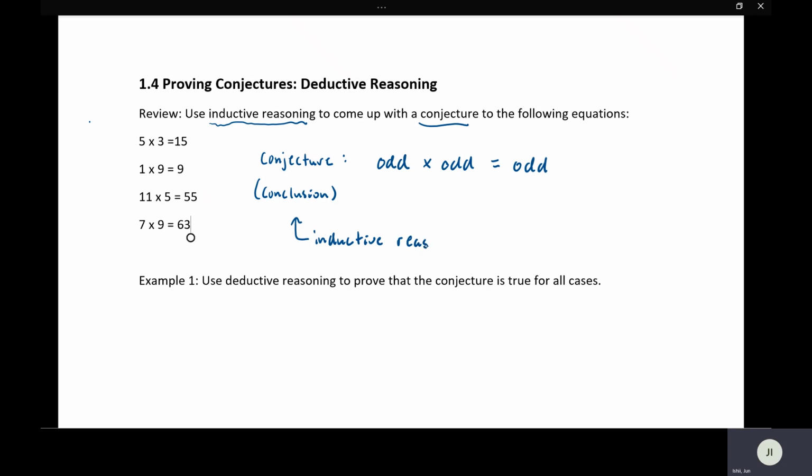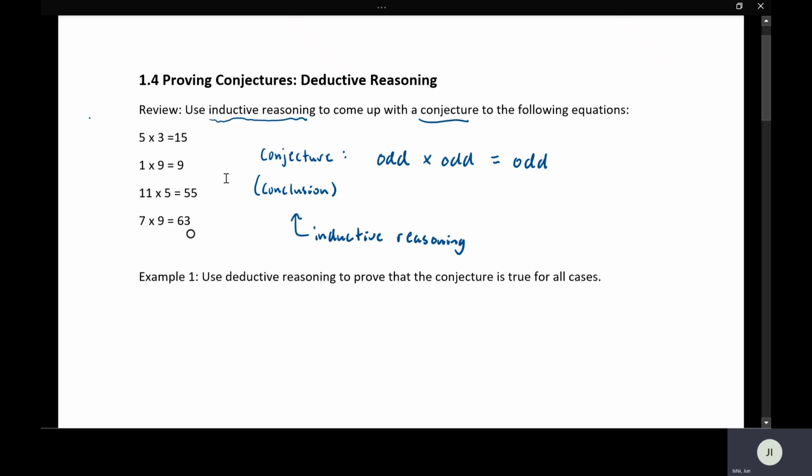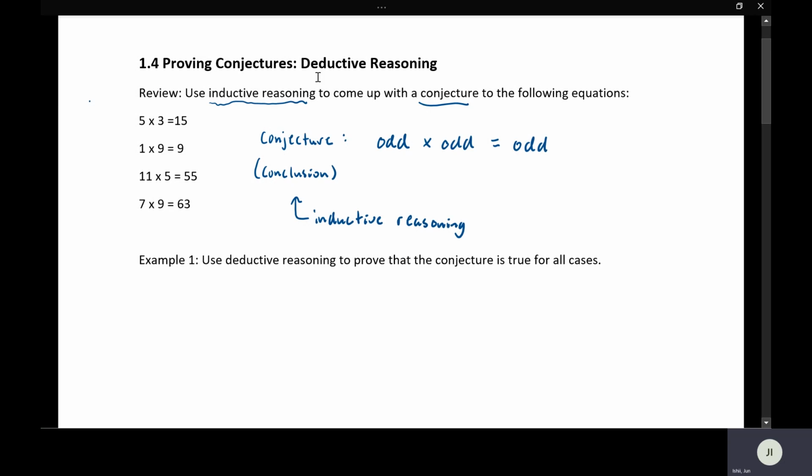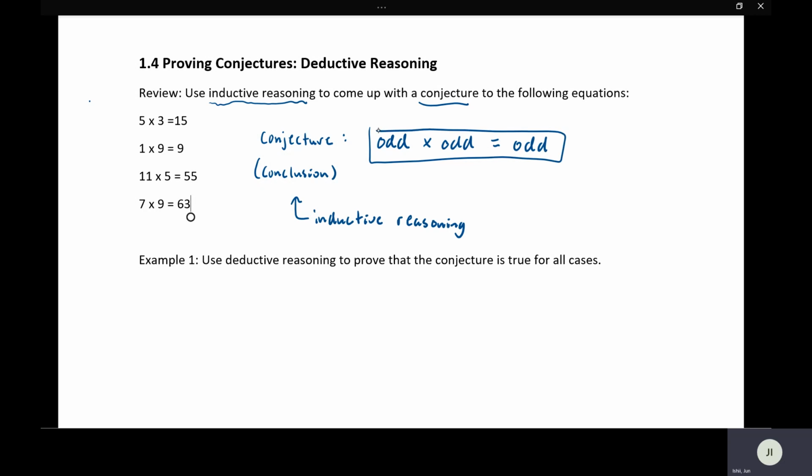All right, so this process, what we just did so far, is called inductive reasoning. And again, inductive reasoning is when we come up with a conclusion or a conjecture based on observation. All right, so now on to today's stuff. What I'm going to do now is prove this is true. Okay, so this conjecture is true for all cases, and that is deductive reasoning. So we're going to use deductive reasoning to prove that the conjecture is true for all cases.